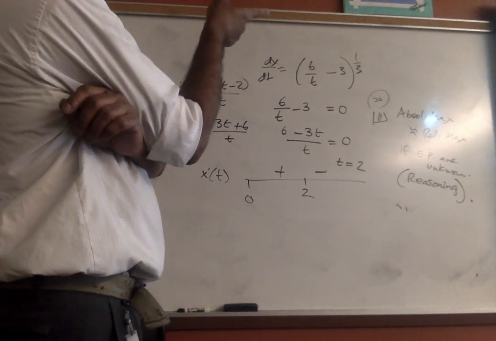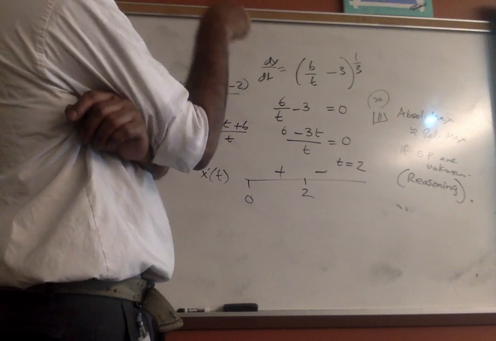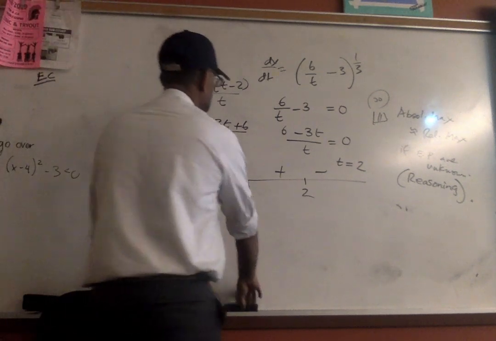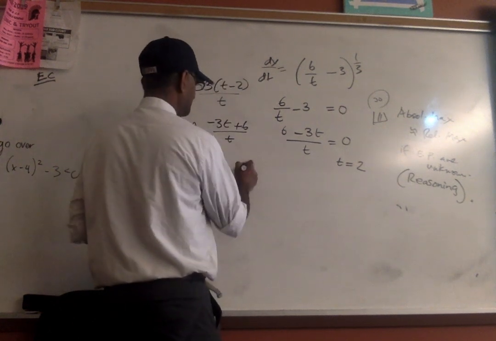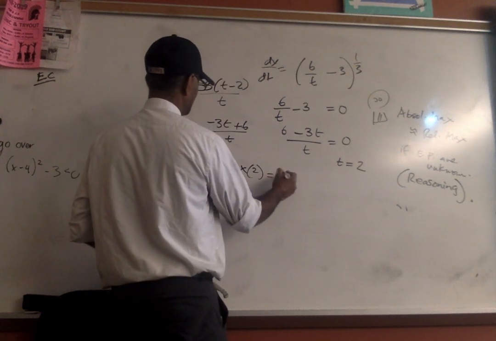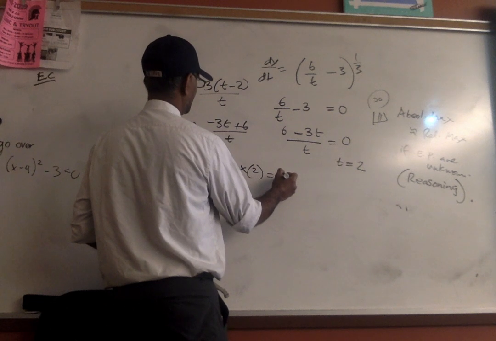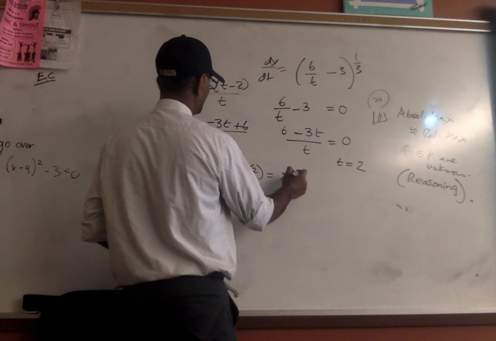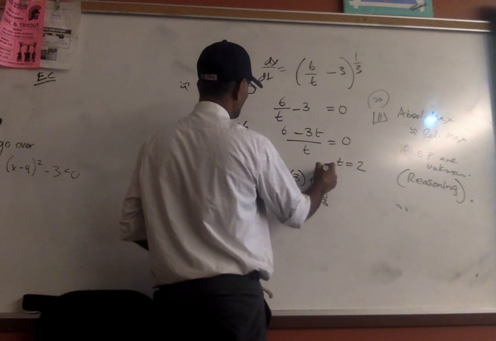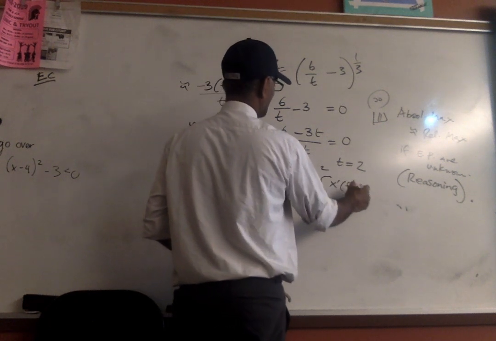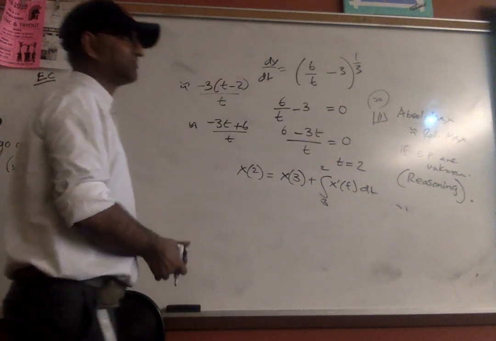It says, find the x coordinate of the position at that time. So what am I finding? x of 2, which is nothing but x of 3 plus the integral from 3 to 2 of x dash. Is that a calculator problem? Dumb easy.